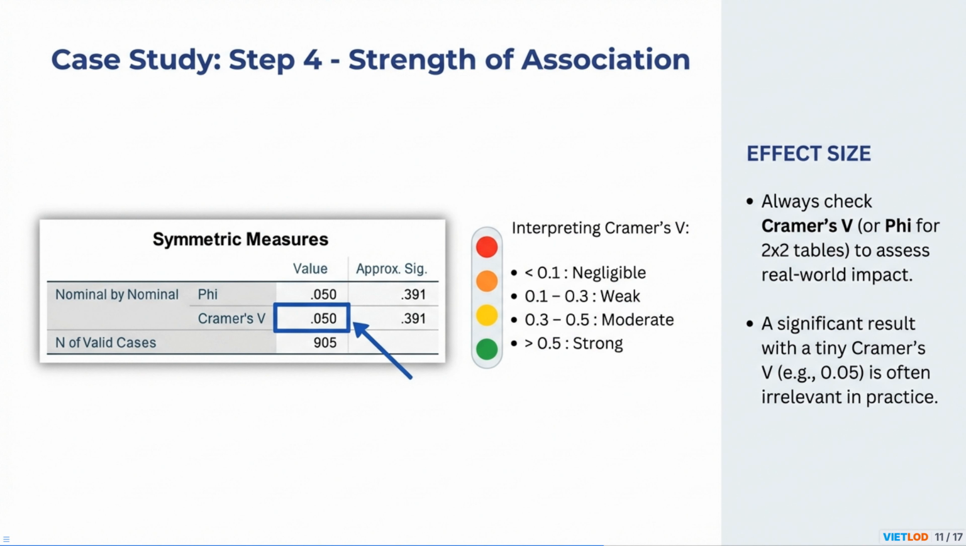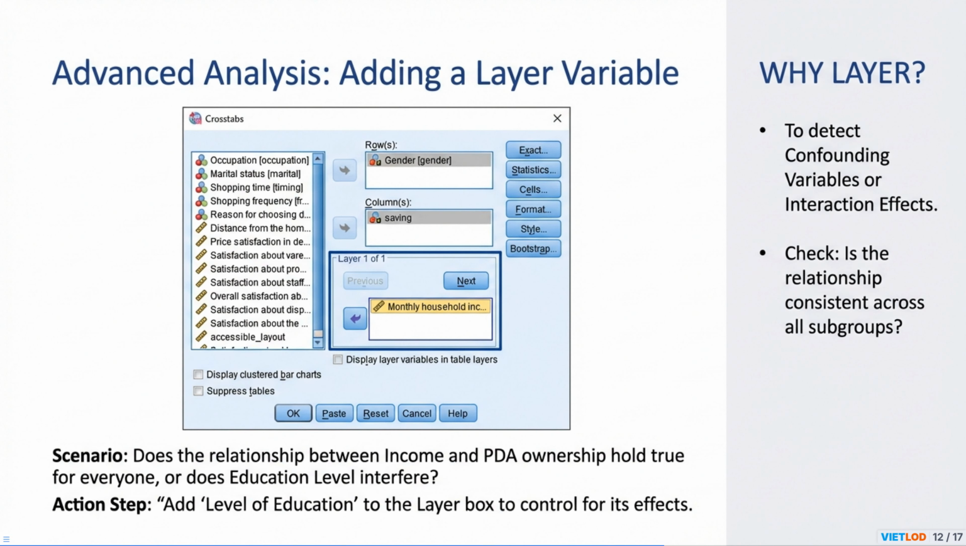This is a critical step for assessing real-world impact. A statistically significant result, a low p-value, with a very small Cramér's V, e.g. 0.05, means that while the relationship is real, it's so weak that it might be practically irrelevant for business decisions. In the output shown, Cramér's V is 0.050. Even if this result were statistically significant, a value this low indicates a negligible to very weak association. We have statistical significance, but not practical significance.